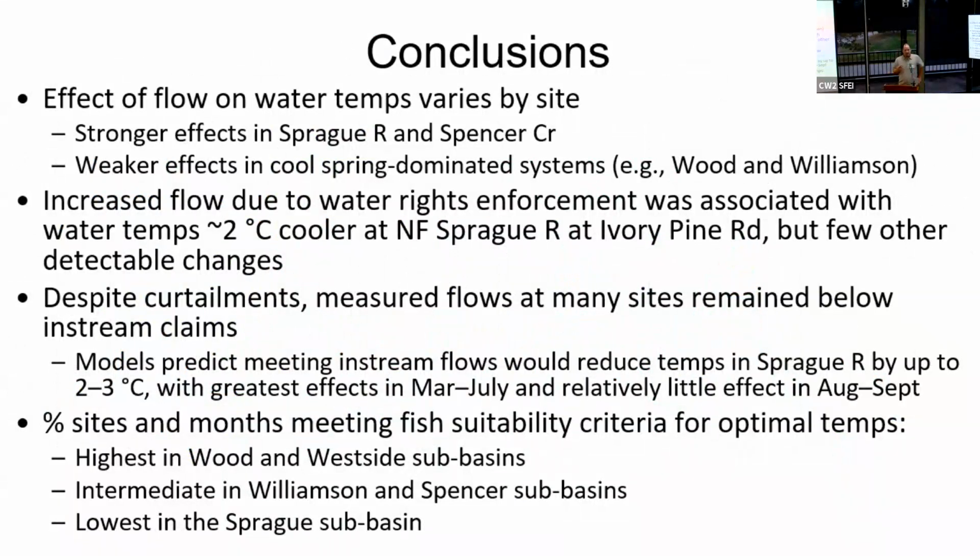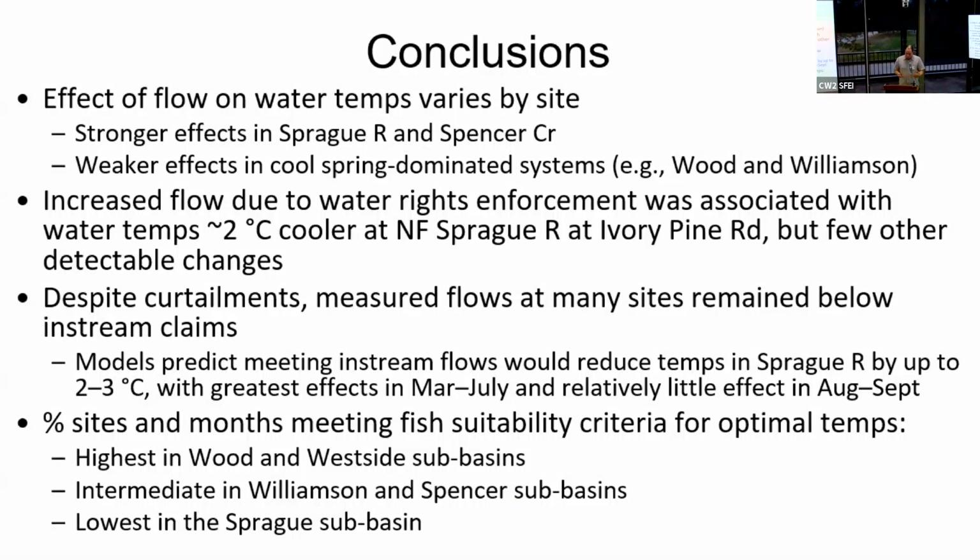So in conclusion, the effect of flow on water temperature varies by site. In Sprague and Spencer, it has a really strong effect, less effect in those cool spring-dominated areas. We did see about 2 degrees Celsius cooling at that one site on the North Fork due, apparently, to the shutdown of that large diversion. But we didn't see a lot of major changes elsewhere in temperature.